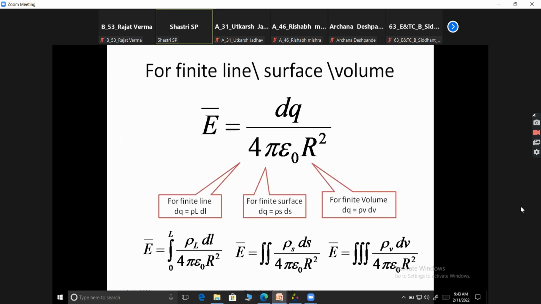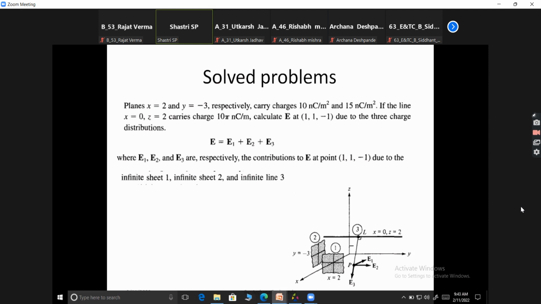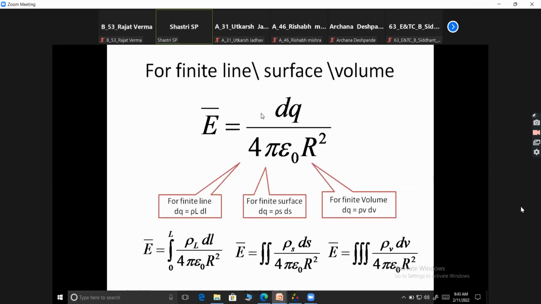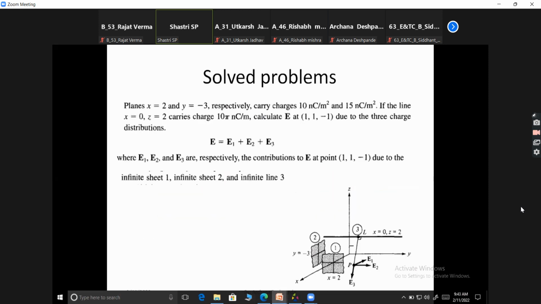I hope you remember the formulas, otherwise they will be given to you in between. So this is one problem. Planes x equals 2 and y equals -3 respectively carry charges 10 nanocoulomb per meter square and 15 nanocoulomb per meter square. So there are two sheets located at x equals 2 and y equals -3, and they are carrying what?